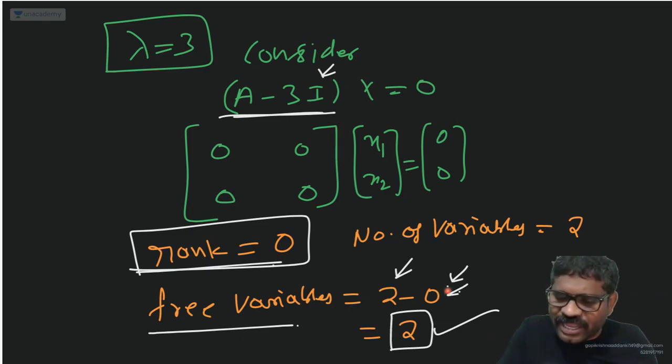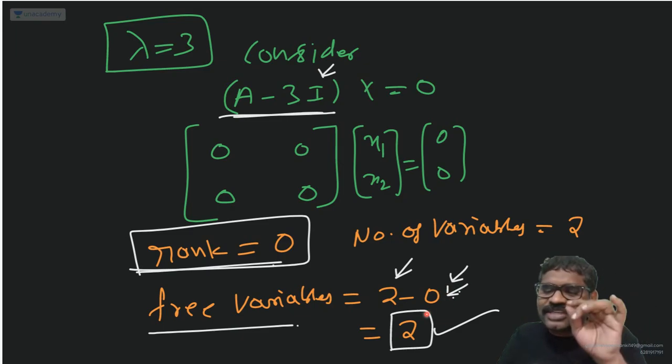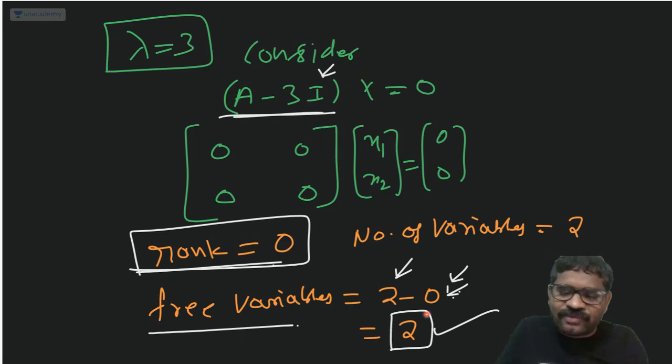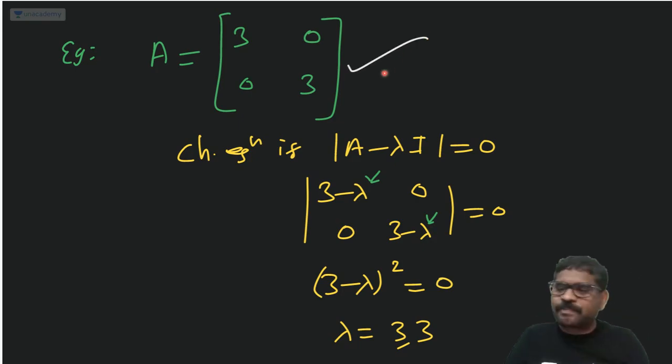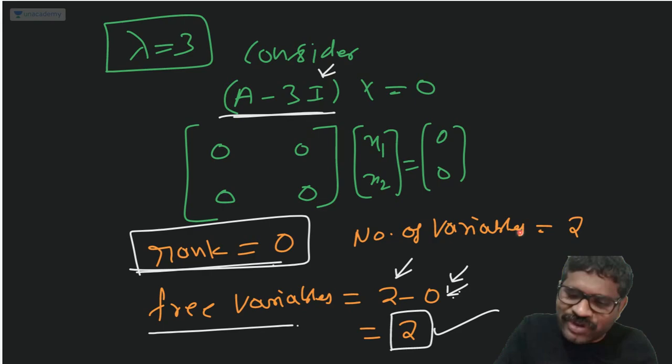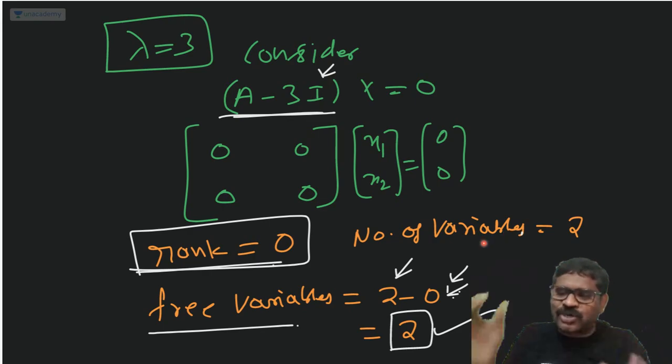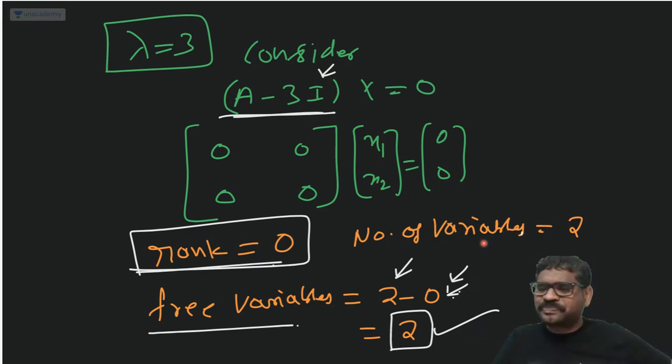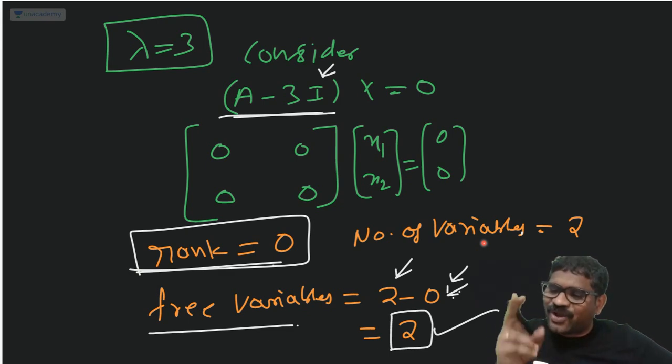While taking rank, some students commit the mistake. They take the rank of the original matrix A. Sir, here the rank of the original matrix is 2. Here we have two free variables, 2 minus 2, 0. Then you will get 0. You should not calculate the rank of A. You have to calculate the rank of A minus lambda I. Catch my point?